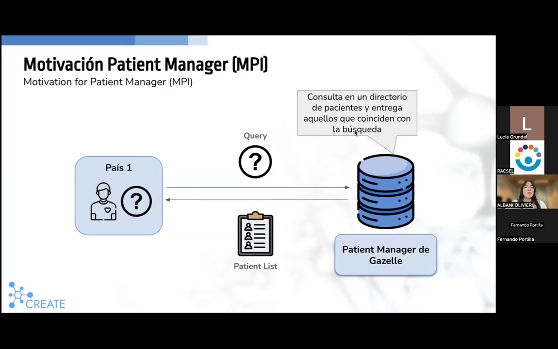So as a country we send a query with this kind of information, and then the Patient Manager consults a patient database and provides a list of all those individuals that coincide with the search or query we are looking for. Then the Patient Manager gives us a list of patients that matches what we have just inquired, giving us the piece of information that we need to go look at the IPS, which is the master identifier.